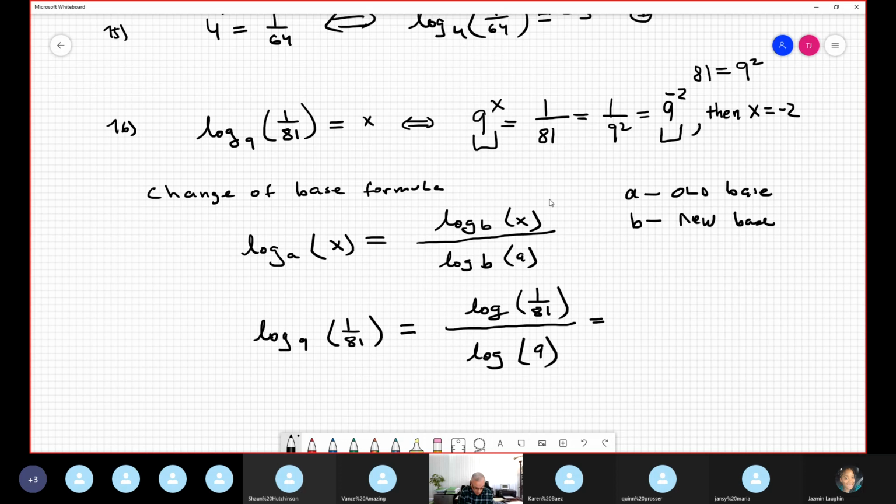In the calculator, put log of 1 over 81, close the parentheses, division, another log of 9, close the parentheses, press enter: negative 2, same answer. Wow. Any question, guys?